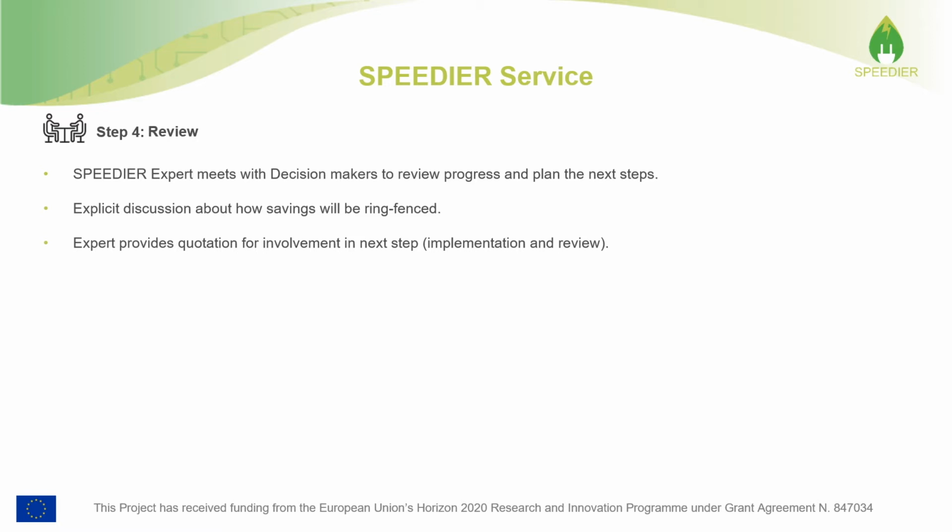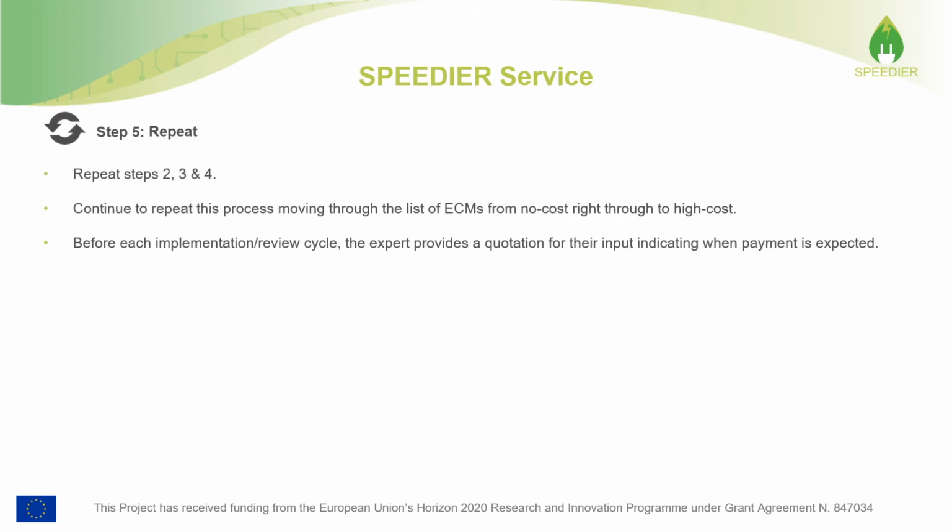So basically, this stage is just reviewing the funding that's available for the next stage of the project, the next ECM of the ring fencing mechanism. And again, the expert will provide a quotation for involvement in the next step. And then step 5 is just repeating the whole process over and over again. This will help with keeping up the ring fencing mechanism, and before each implementation or review cycle, the expert provides a quotation for their input indicating the payment that is required.